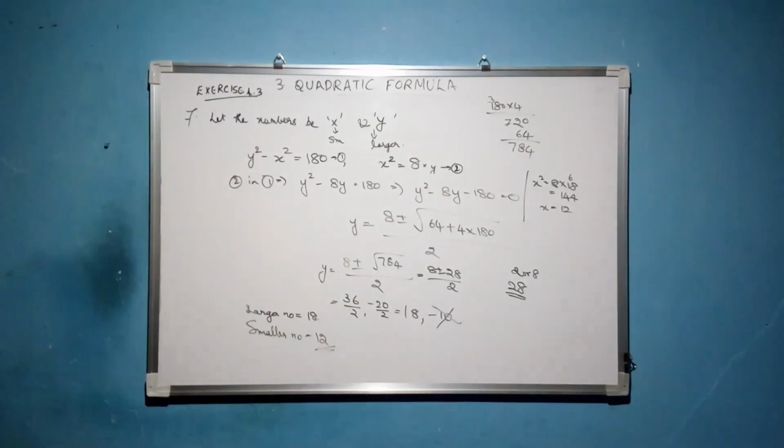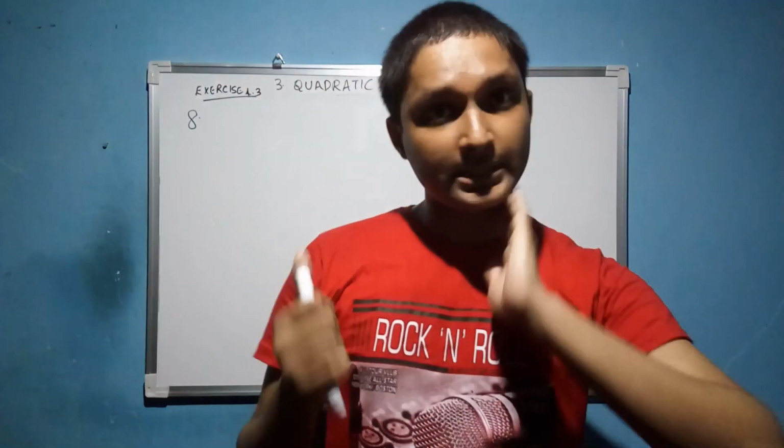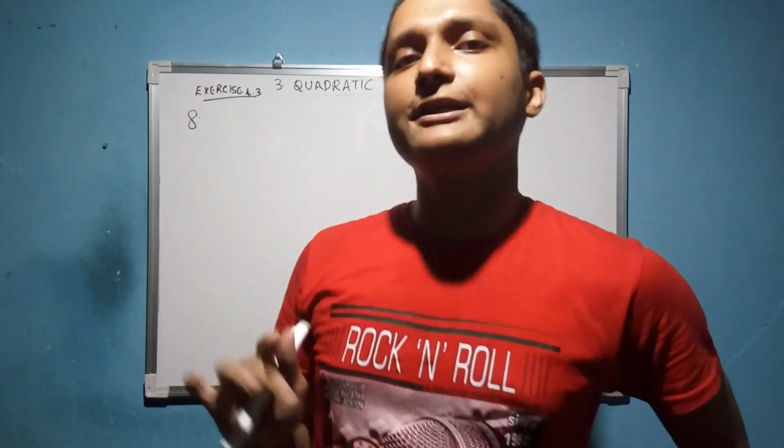Moving on to the 8th question. We have our 8th question. The 8th question is about a train. The train travels 360 km at uniform speed. If the speed had been 5 km per hour more, it would have taken 1 hour less. You are asked to find the speed of the train.